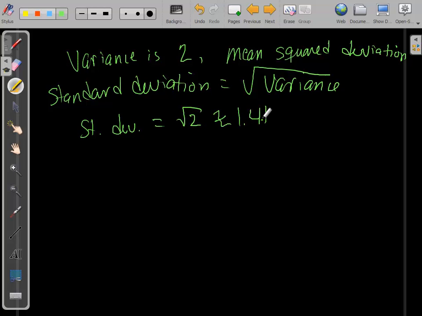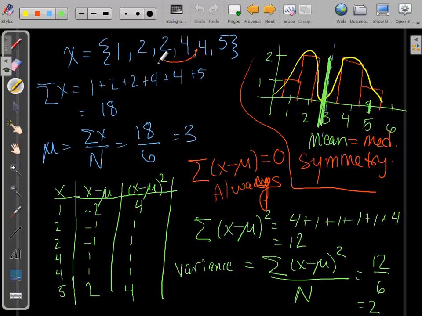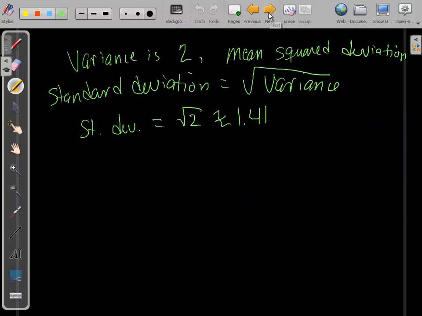Looking at it like that, it makes a lot of sense because this standard deviation tells you how far away each observation is on average from the mean. So each observation is about 1.41 units away from the mean. And 2 is 1 unit, 1 is 2 units, so it's somewhere in between 1 and 2. Perfect, 1.41. Okay, so I want to talk a little bit about variance and standard deviation.